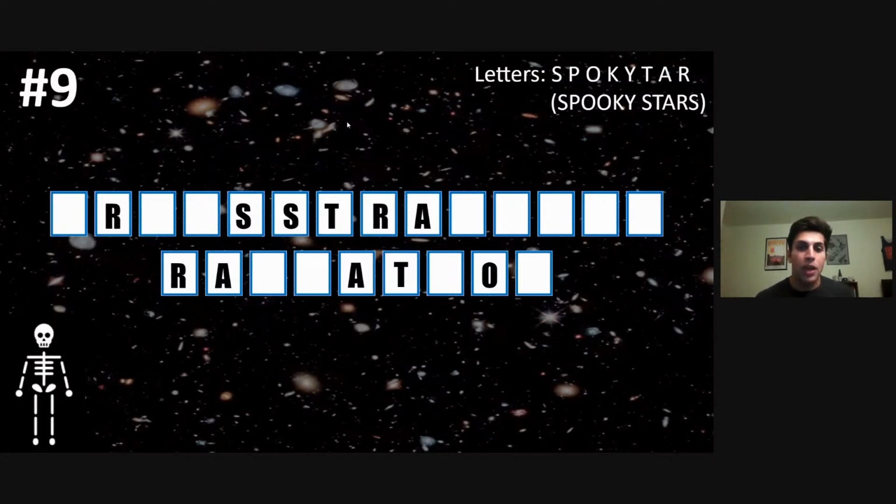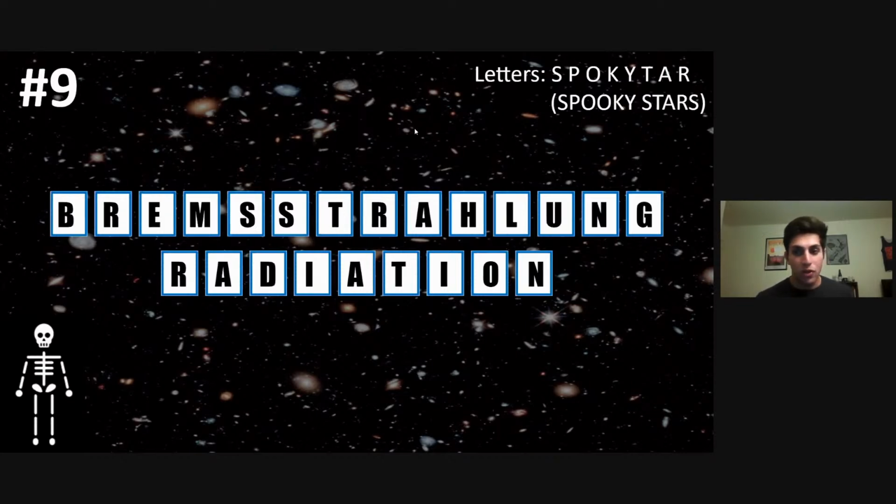Number 9, if you weren't an astronomer, you probably didn't have much luck with this one. The answer here was Bremsstrahlung radiation. That first word here is German. It means breaking radiation because it's radiation that is emitted when charged particles in outer space interact with each other. Charged particles that are moving at relativistic speeds interact with each other, and the energy that's released during that interaction is radiation that we observe.